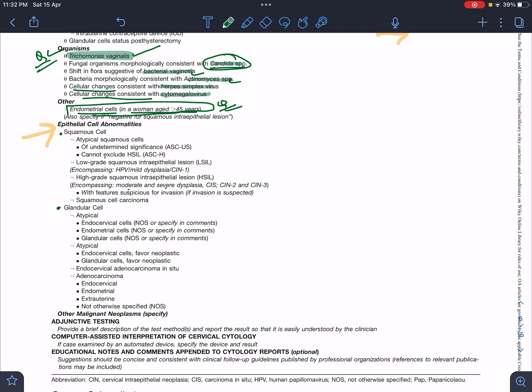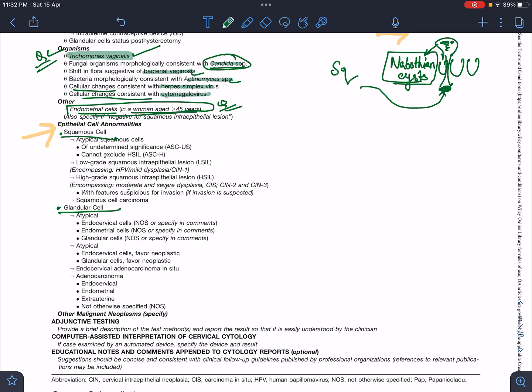Now epithelial cell abnormalities. Squamous cells are there and glandular. There are squamous cells and columnar cells. Between these columnar cells there are glands also. One thing I had not told you is when squamous metaplasia happens, these glands can get blocked and fluid can accumulate. So these are called Nabothian cysts. When you see these Nabothian cysts, they appear a little whitish. So you have to differentiate them from acetowhite areas and others.